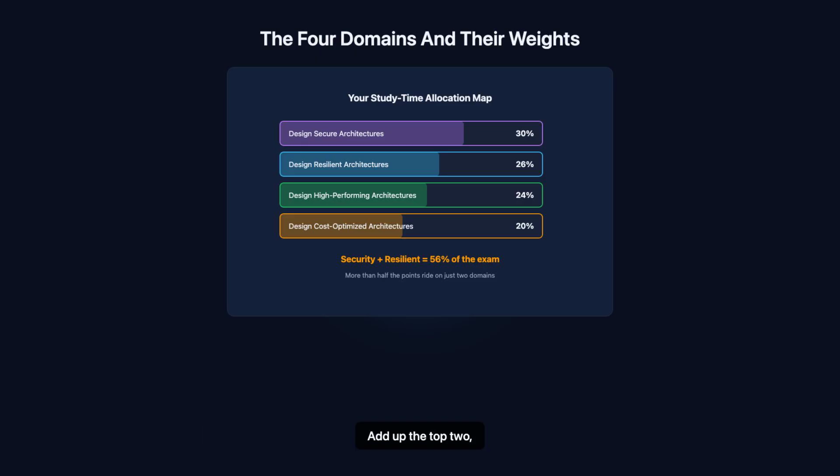Add up the top 2, and security plus resilient come to 56% of the scored content. More than half the points on this exam ride on just those 2 domains. So combine that with compensatory scoring, and the plan writes itself. Put the most hours where the most points are.